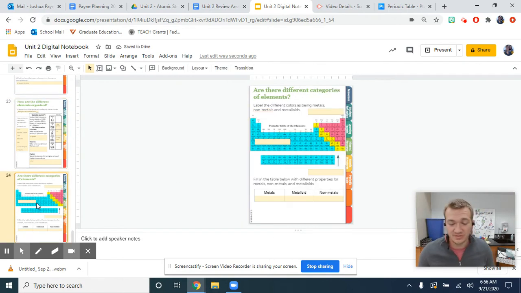So last page of notes, guys, last page of notes. We're going to get through it. And you guys have already done this, so this should go fast. We just have to label everything: metals, nonmetals, and metalloids. This is our entire lab, ladies and gentlemen.